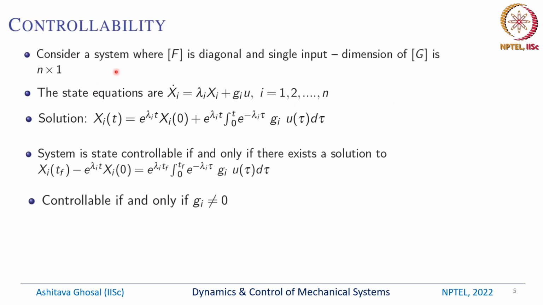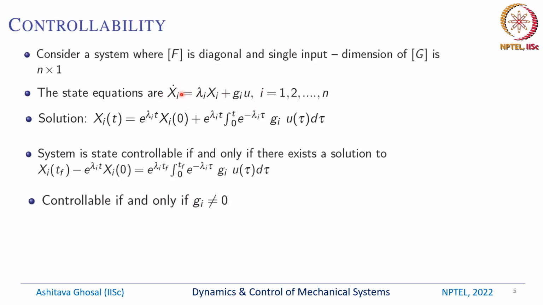So let us consider a simple case where F is diagonal and we have a single input. So basically the dimension of G is n cross 1. So then what do we have? The state equations are xi dot is lambda i into xi plus gi into u. Remember u is 1, it's a single input. xi are the state variables, i equals 1 through n, and F is diagonal. So the diagonal elements are lambda 1, lambda 2 and so on. So what do we have here? We have a single non-homogeneous equation.